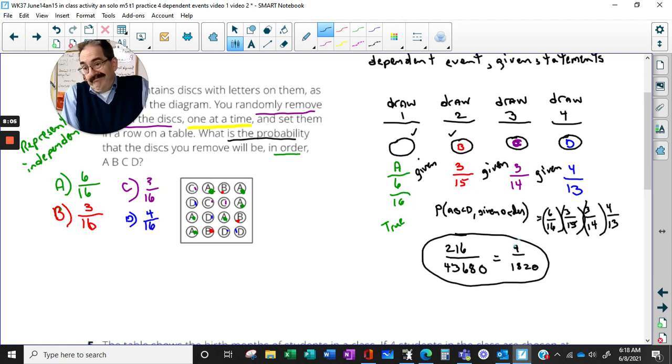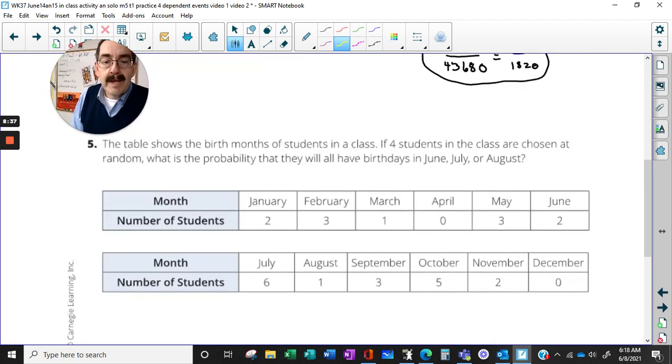This answer, 9 times out of 1,800, is not as important as the discussion here. Independent, dependent, with given circumstances, given statements. Given this has happened, what's the probability that that'll happen? All right? You can see we're 8 minutes into the video. I'm going to just do 2 more of these problems. I was hoping the best class discussions would be right here.